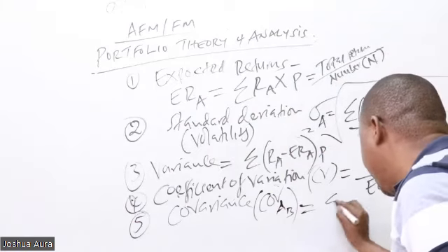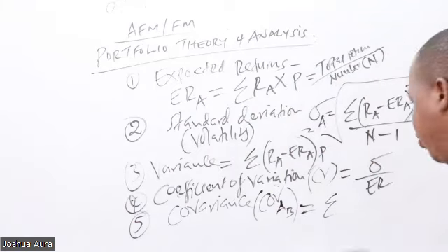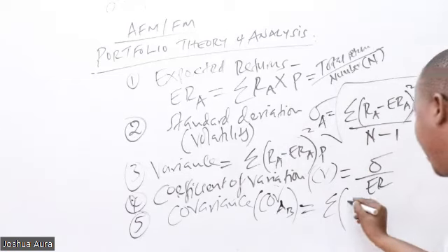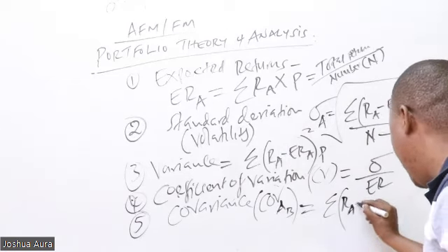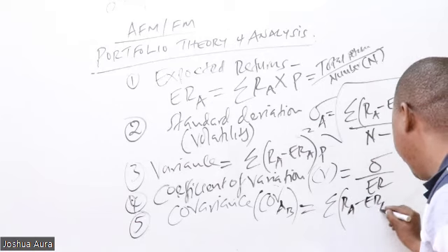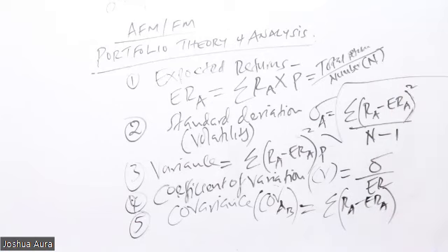You will take the summation of, in brackets, returns of security A minus expected returns of security A. Close the bracket. Open another bracket. Of course, there is a multiplication here. Open another bracket: returns of security B minus expected returns of security B. Close the bracket. You multiply by probability. Have you gotten that very important formula, guys?